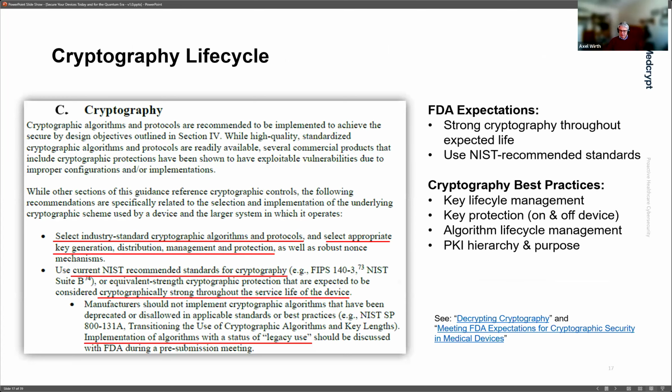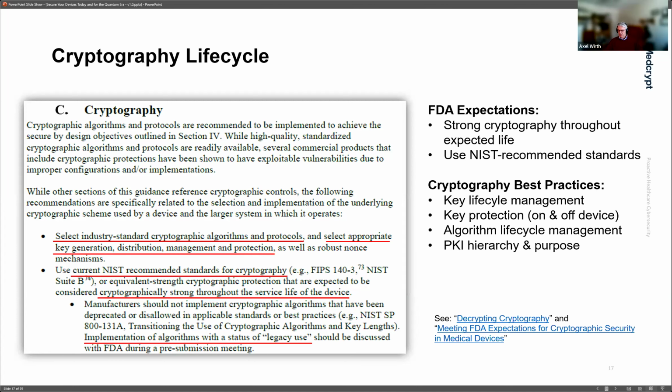So specifically, and as I said, there are several sections in the pre-market guidance on cryptography, but this one section here as an example on what FDA is looking for. They're expecting you to implement sufficiently strong cryptography throughout the expected life of the device, and that you use NIST recommended standards and practices. And Mark already referenced one of the NIST standards that are important here.